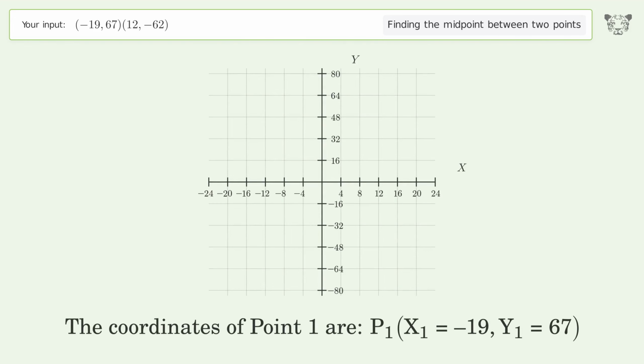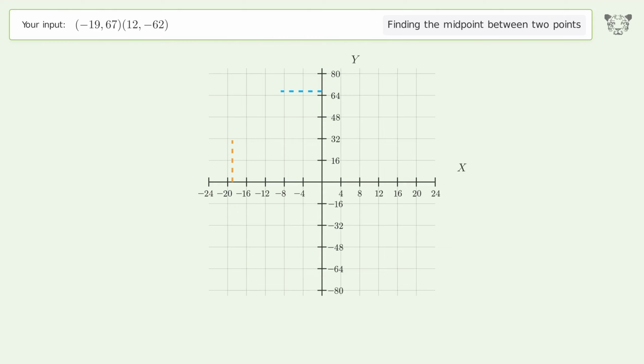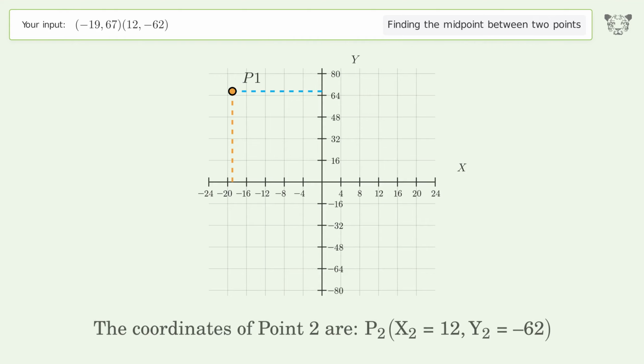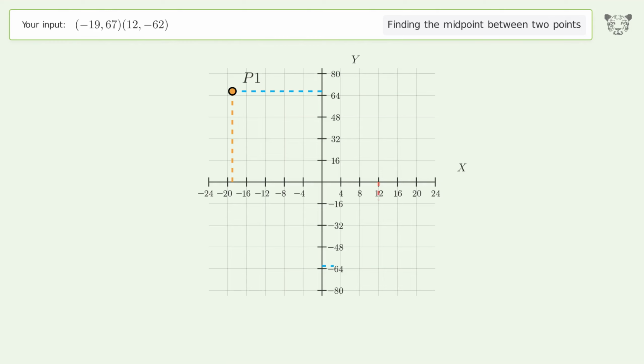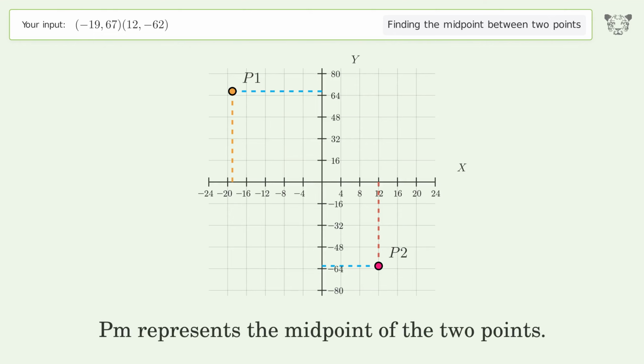The coordinates of point 1 are, x1 equals negative 19, y1 equals 67. The coordinates of point 2 are, x2 equals 12, y2 equals negative 62. PM represents the midpoint of the 2 points.